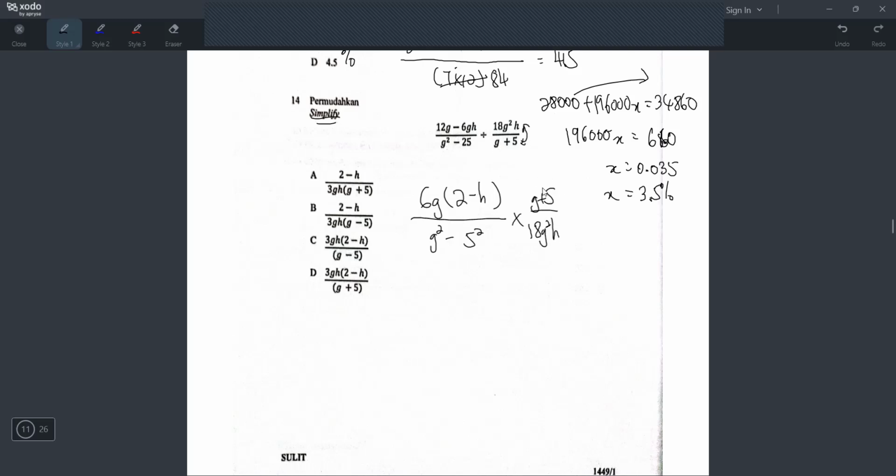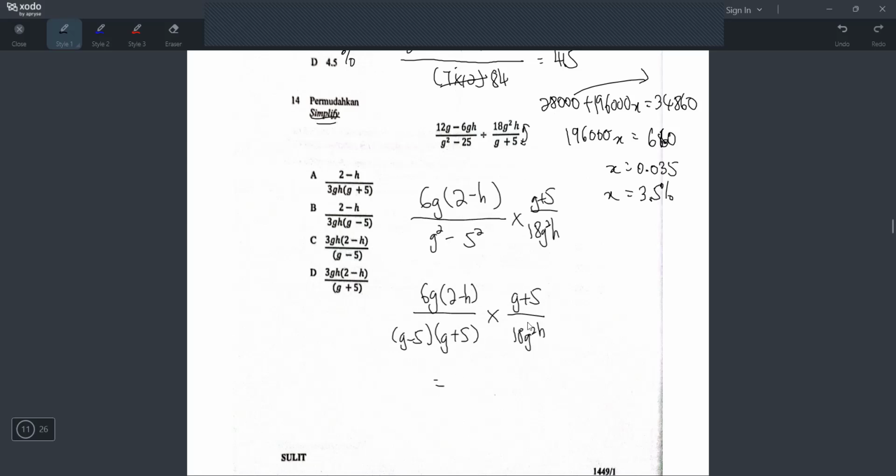The G plus 5 also, I just leave it because nothing to simplify. Okay. Now, I will write 6G bracket 2 minus H over G square minus 5 square. You can make it into G minus 5. Make it 2 bracket, G, 1G minus 5, G plus 5, all right? And then that's why I change the 25 to 5 square. And then here will be G plus 5 over 18G square H.